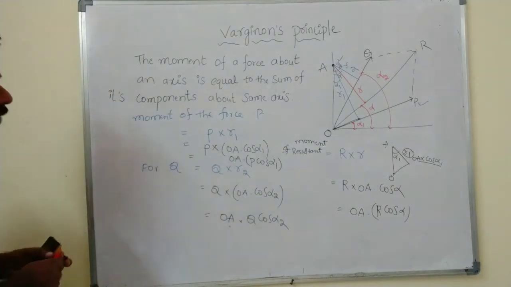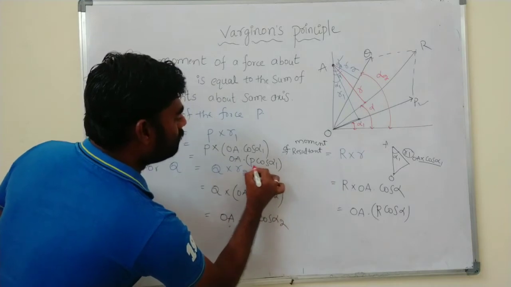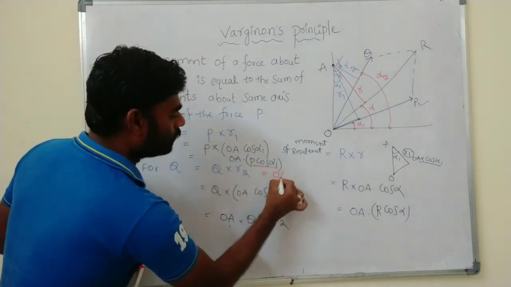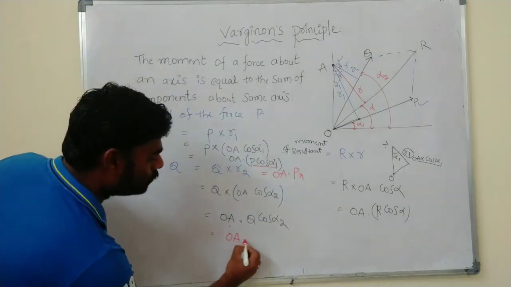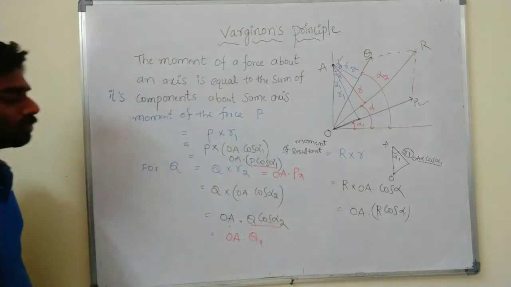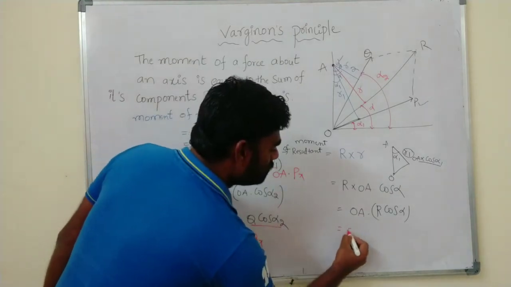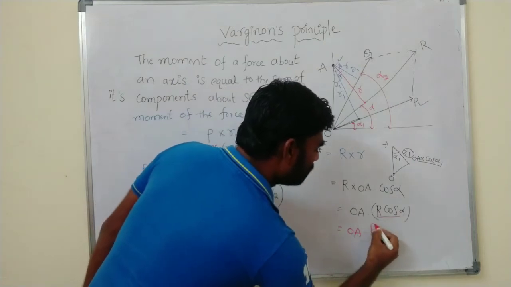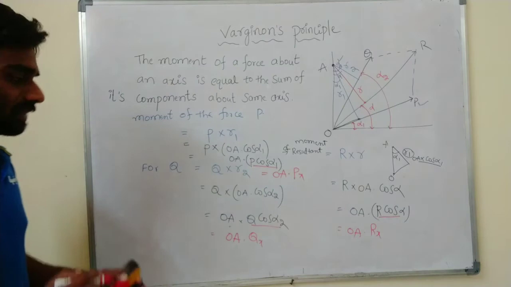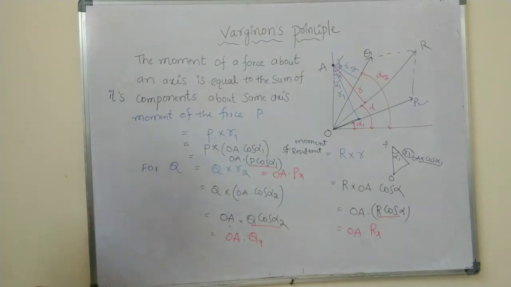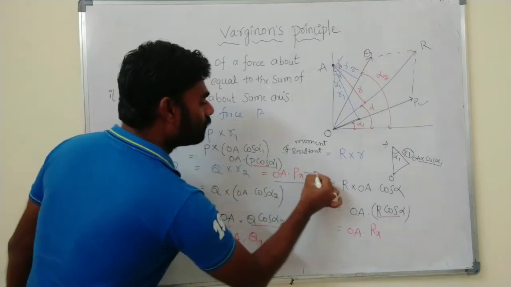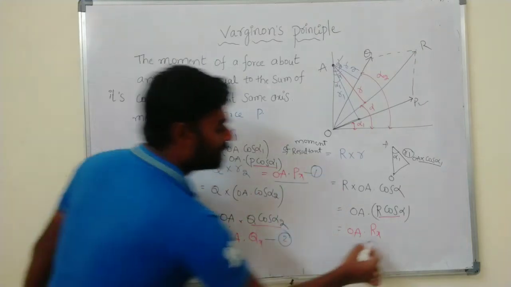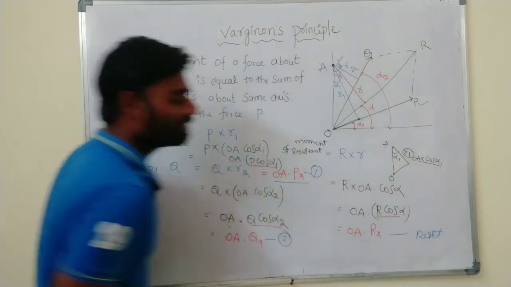Now consider P cos alpha 1 is Px, so OA into Px. Next, OA into Qx, where Q cos alpha 2 equals Qx. Finally, OA into R cos alpha is Rx. R cos alpha is the Rx. So what is the meaning of Varignon's principle? The summation of all the moments of the components. We have three: this is number 1, this is number 2, and this one is the resultant, the moment of the resultant.